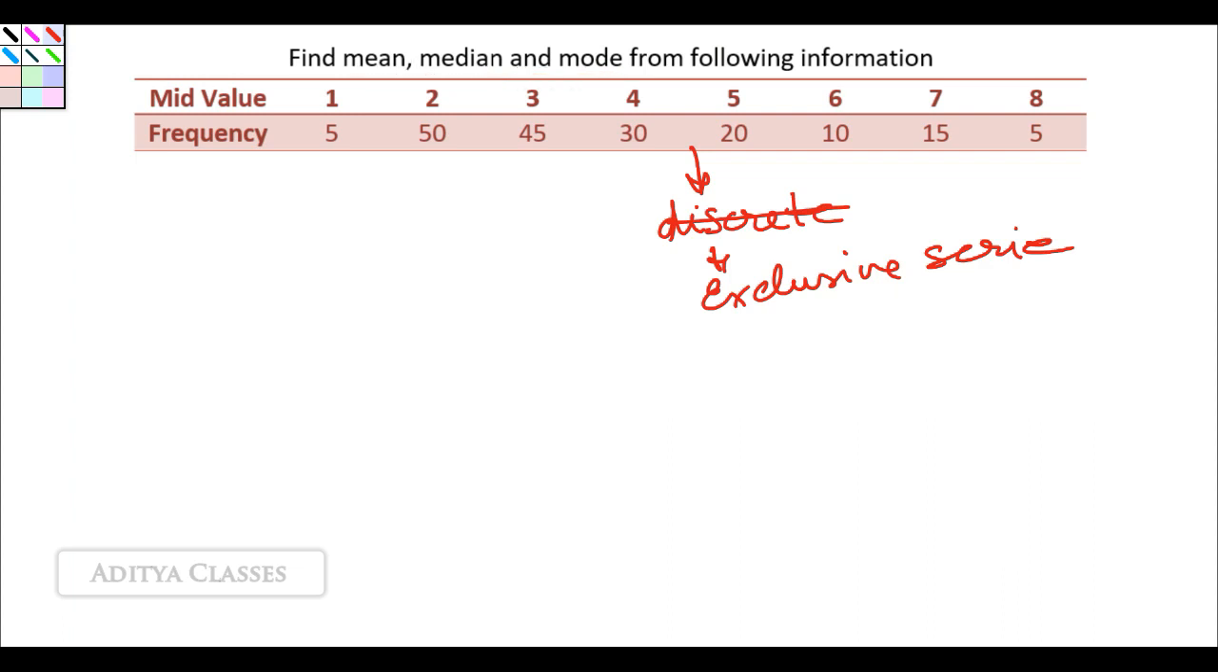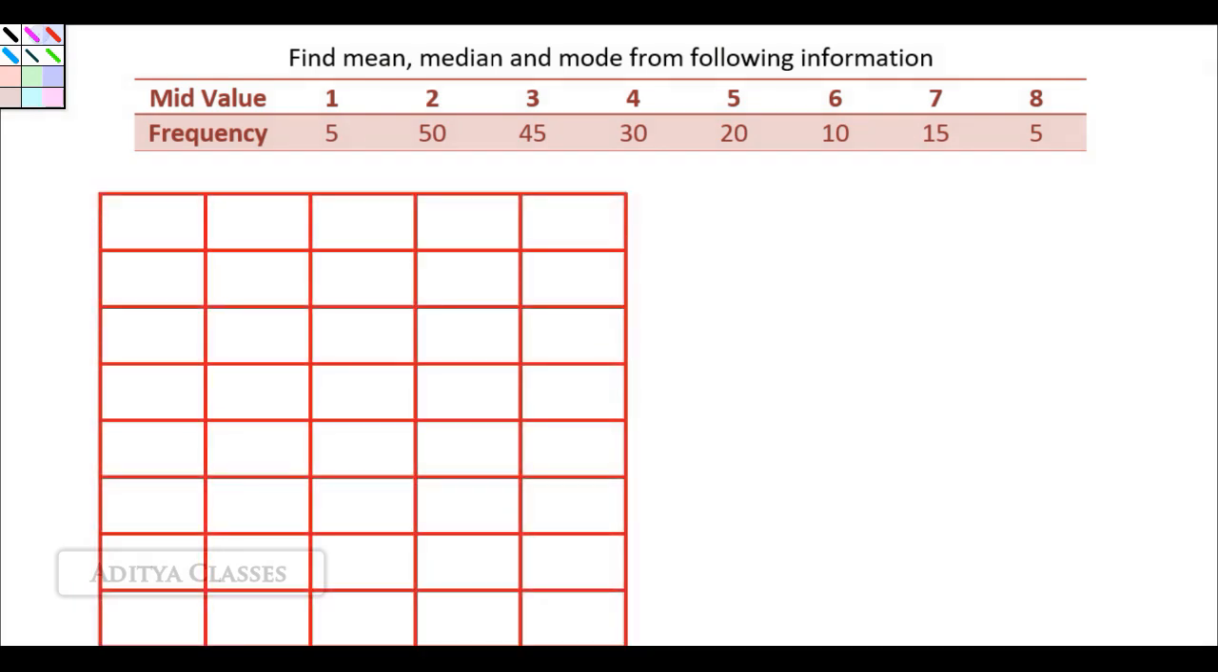So let us see how we can convert this data into exclusive series data. Let us go ahead and make the table, and then we'll see how we decode this data. Here is our table, and now let us fill in the values. So instead of this mid value, I'll now be having a class, then frequency will be as it is, no issues. Now mid value is 1, 2, 3, 4 and so on. So what probably could be its class? Let us check.